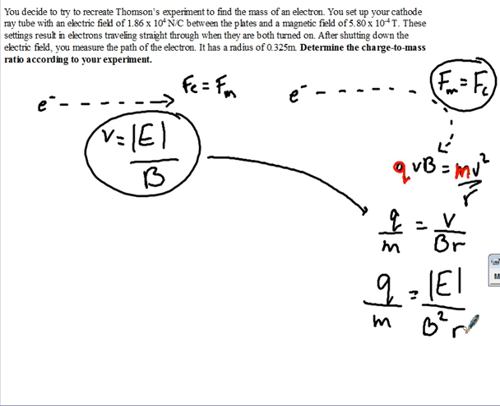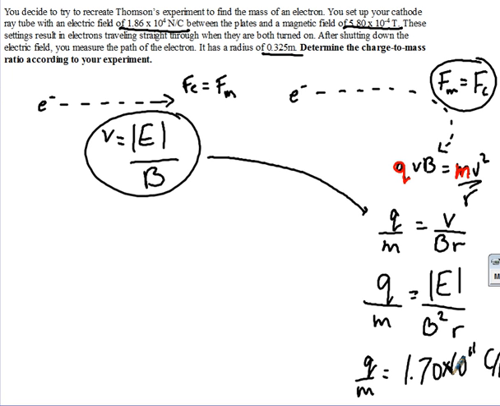Looking back up top, I have an electric field of 1.86 times 10 to the 4 newtons per coulomb. I have a magnetic field of 5.80 times 10 to the negative 4 tesla, and that's squared. And then I have a radius of 0.325 meters. So I put all those values into my equation, and I calculate a charge to mass ratio of 1.70 times 10 to the 11 coulombs per kilogram. And this is actually pretty close to our present understanding of the charge to mass ratio, which is 1.76 times 10 to the 11 coulombs per kilogram.